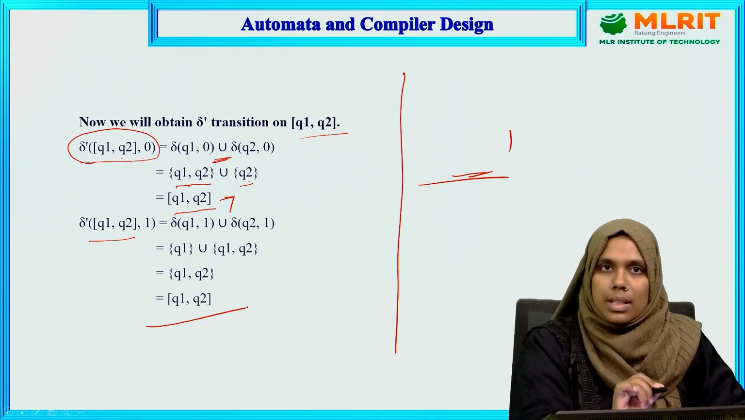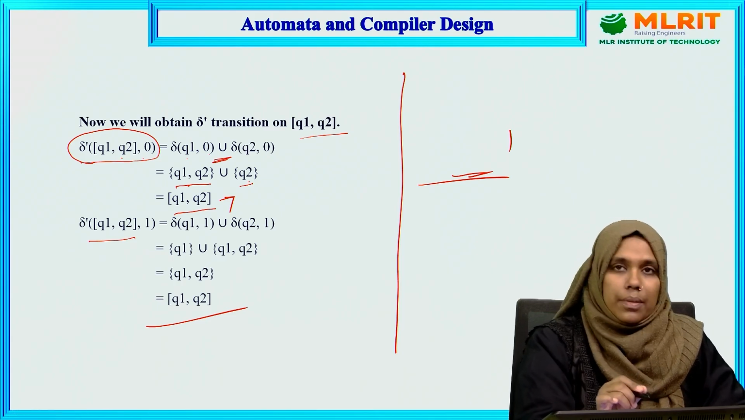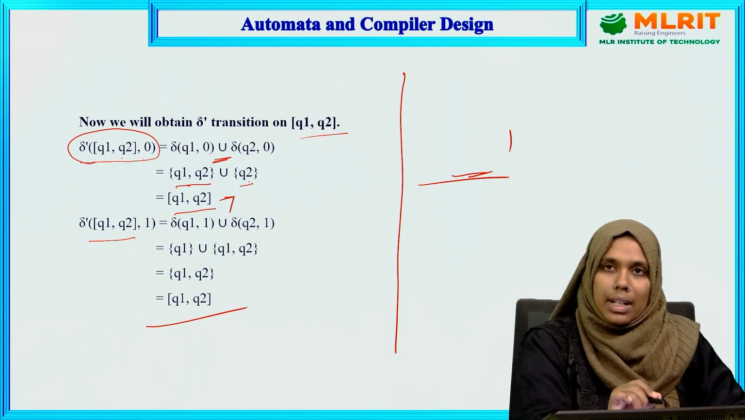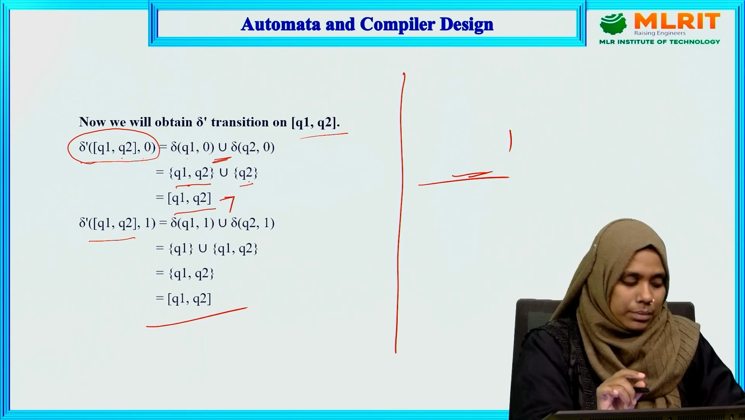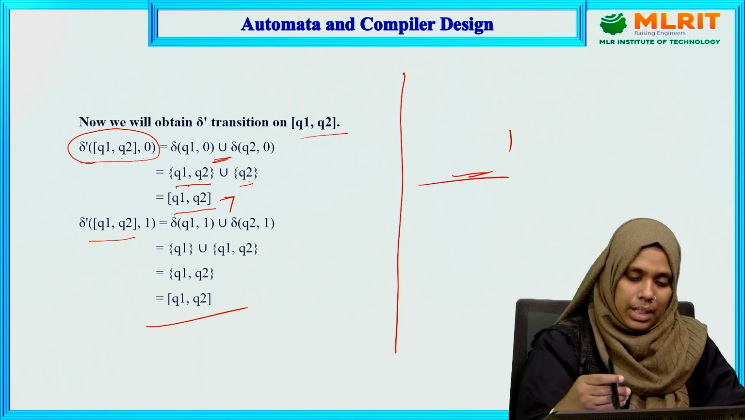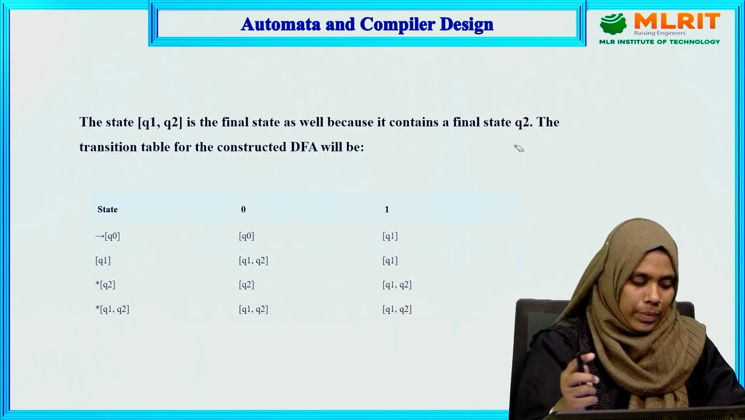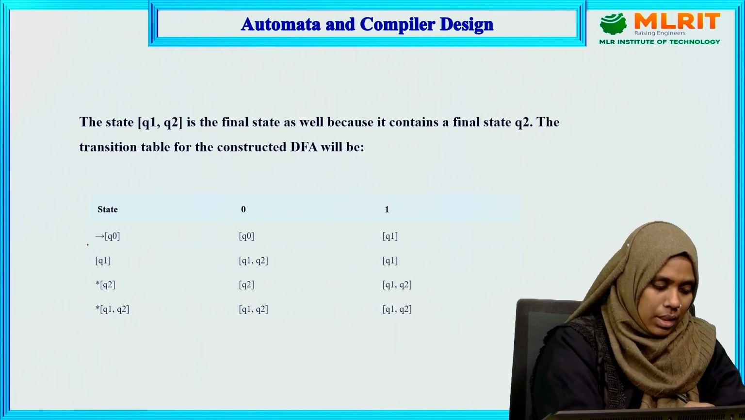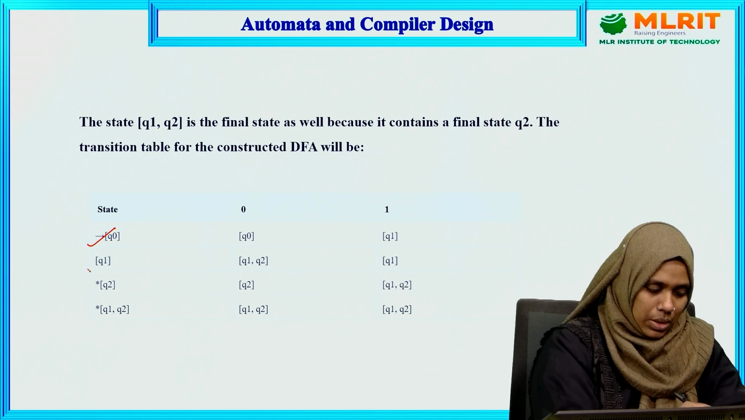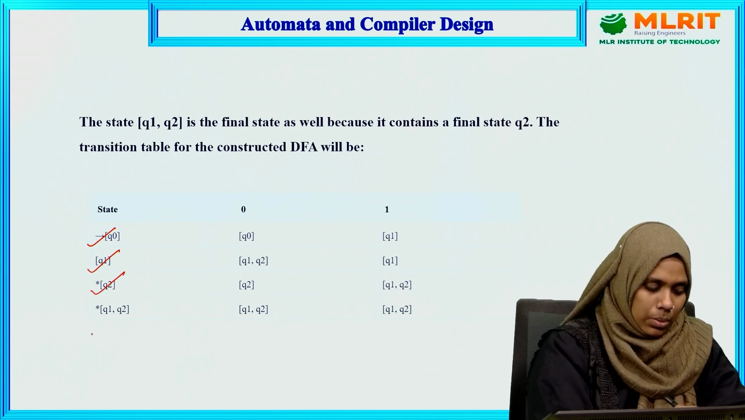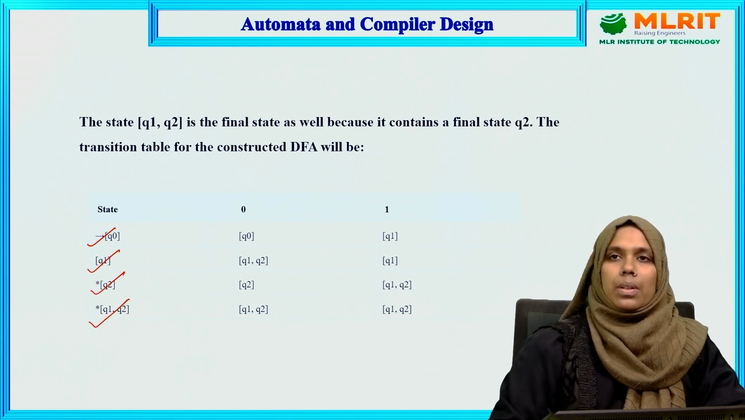Now the last step. What is the last step? Here we have to draw the transition diagram, but that should consist of a DFA. Now, how many states are we having now? First, Q0, then Q1, Q2 and Q1 comma Q2.